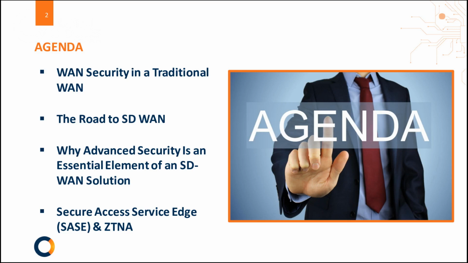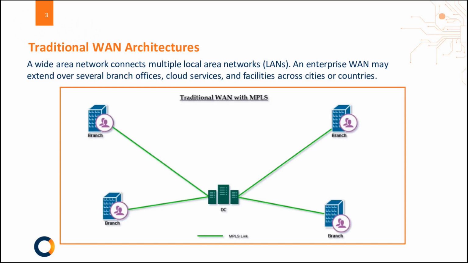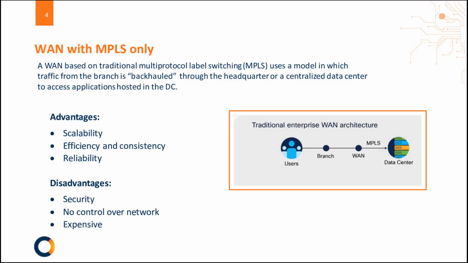So let's quickly move into the next slide. In the traditional WAN architectures, I'm talking about the early model where we had one single MPLS connection from a branch to the DC, and the applications were hosted at this DC. So at the branch, we only needed one edge router with an MPLS link to the DC, and traffic was being backhauled to the DC. Earlier model had one WAN with MPLS only.